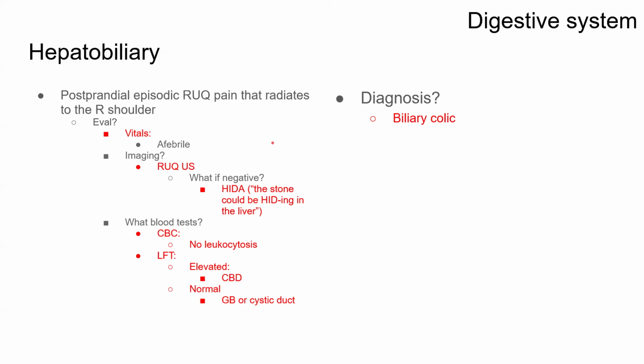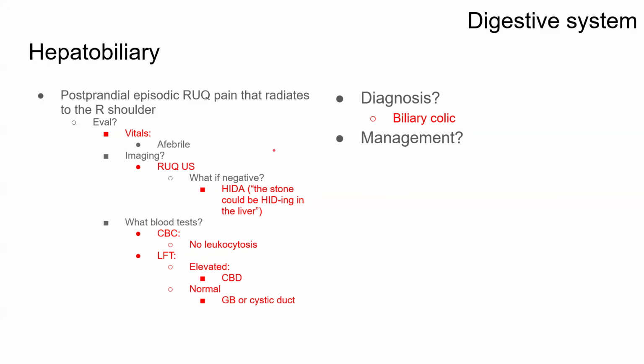It's just biliary colic. It's just pain because of a gallstone that's either in the gallbladder, or in the cystic duct, or in the common bile duct. That's what's causing the pain, and that's why you look for it on a right upper quadrant ultrasound. Or if it's hiding in the liver, you get a HIDA scan. Or if it's in any of the bile ducts that you can't see with a right upper quadrant ultrasound.